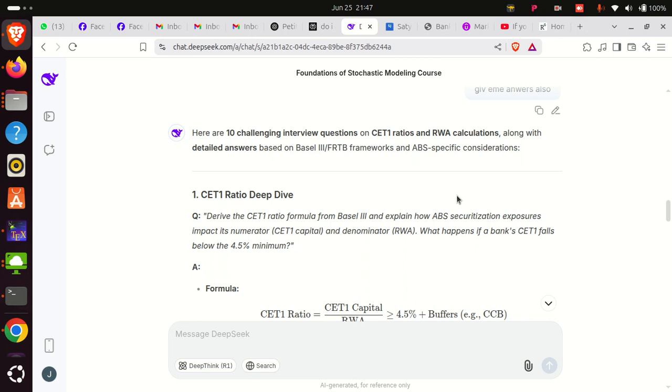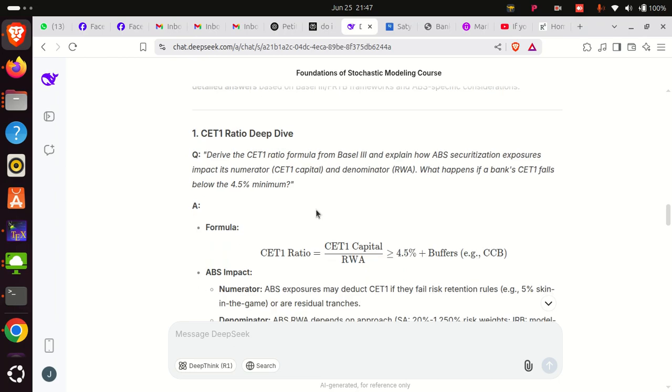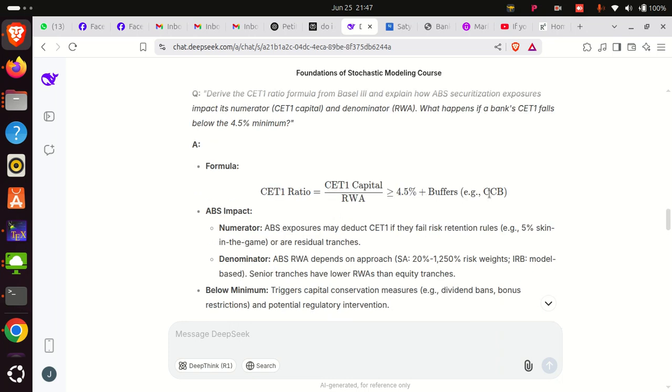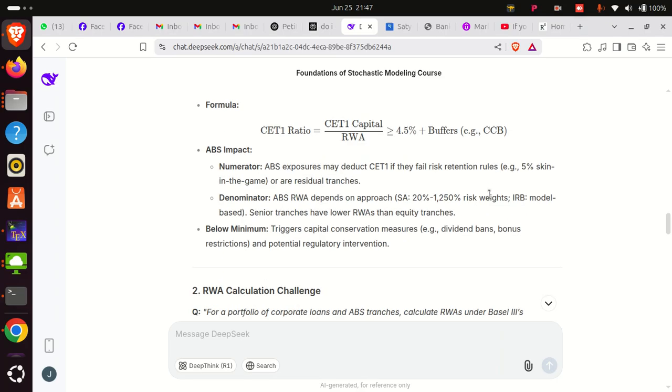So I'm using DeepSeek, and I asked DeepSeek to help me with some interview questions on CET1 ratios and risk-weighted assets. So the first question is: derive the CET1, which is the Tier 1 capital ratio from Basel III, and explain how ABC securitization exposures impact the numerator, which is CET1 capital, and the denominator, which is the risk-weighted assets, and what happens if it falls below the 4.5% minimum.